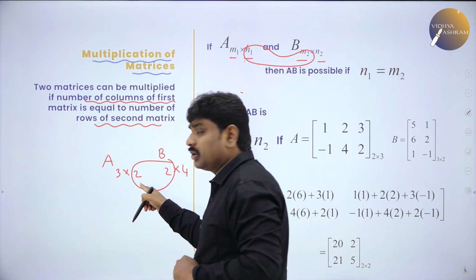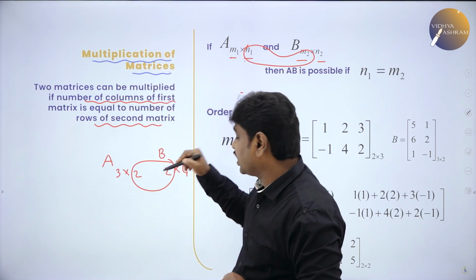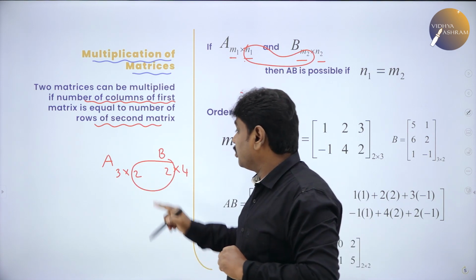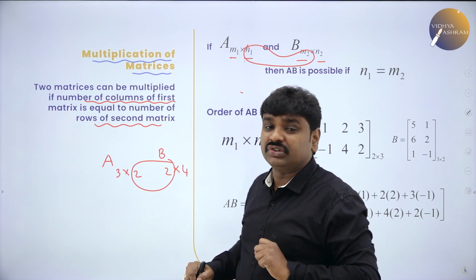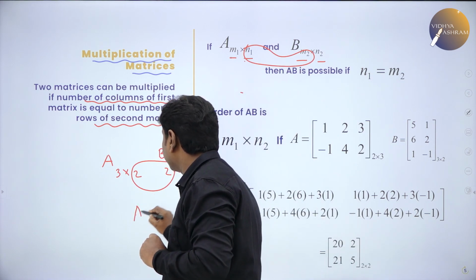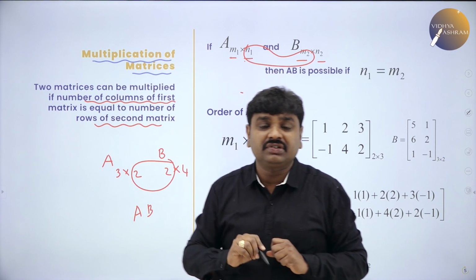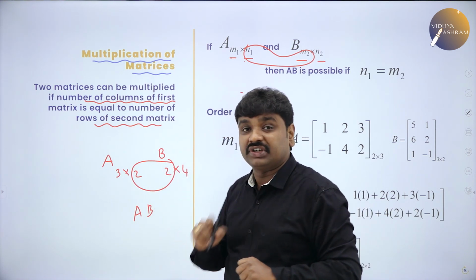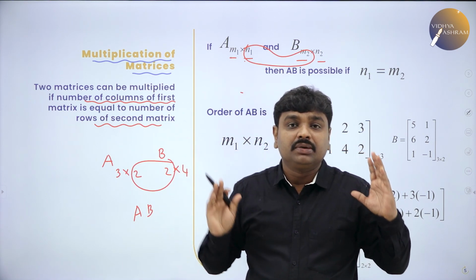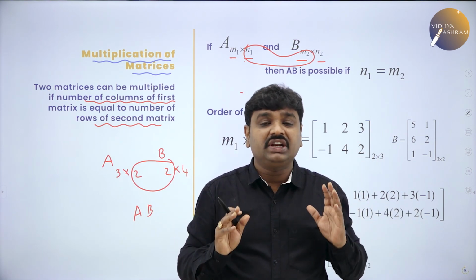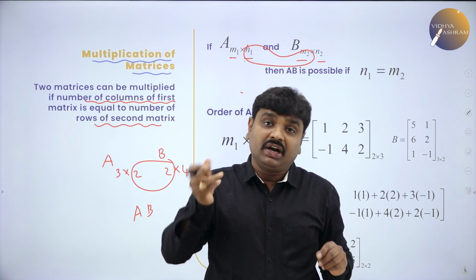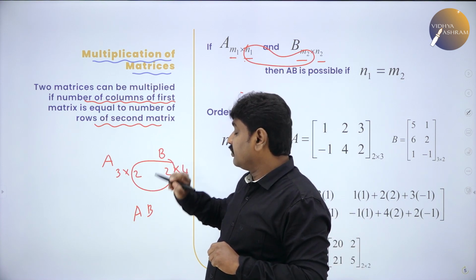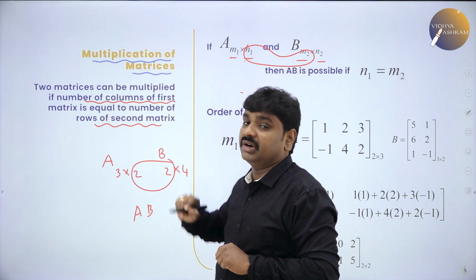That is, we should check the number of columns of the first and the number of rows of the second. The number of columns of the first and the number of rows of the second are the same. So the number of columns of the first matrix is exactly equal to the number of rows of the second. So therefore AB is possible. Please understand my dear students, here the orders are different, but since the number of columns of the first is equal to the number of rows of the second, you can multiply. To multiply, the orders need not be the same. If the orders are the same you can multiply. If the order is different also you can multiply, provided the number of columns of the first matrix is equal to the number of rows of the second matrix.